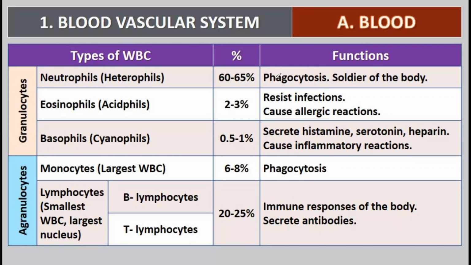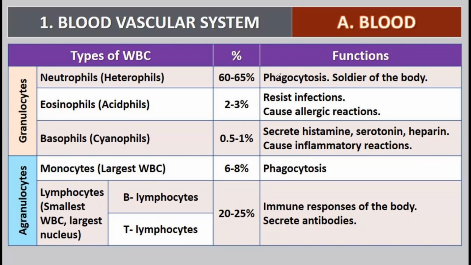Basophils are present 0.5 to 1% in plasma and the function is to secrete histamine, serotonin, heparin, which cause inflammatory reactions in the body. Then comes agranulocytes, which are monocytes, the largest WBC, which are 6 to 8% in plasma. And the main function of monocytes is to perform phagocytosis.